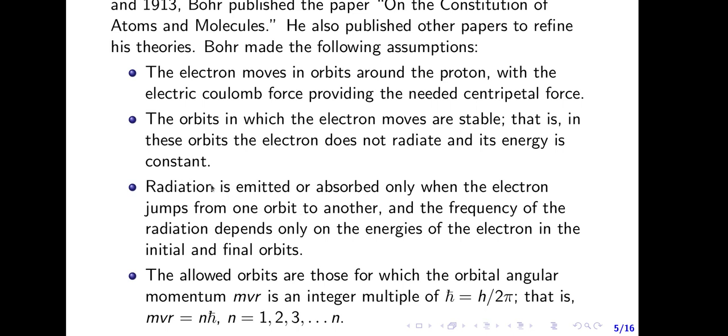But radiation can be emitted or absorbed. Radiation can be emitted if the electron jumps from a higher energy state to a lower energy state, so the energy is radiated. Energy is absorbed if the electron moves from a lower energy state to a higher energy state. So radiation is only emitted or absorbed when the electron jumps from one orbit to another. And of course, the wavelength or frequency of radiation depends on the energy of the electron in both the initial and final orbits.